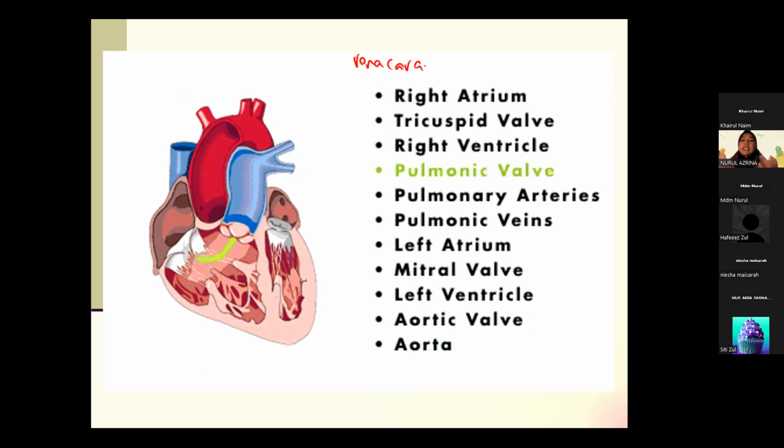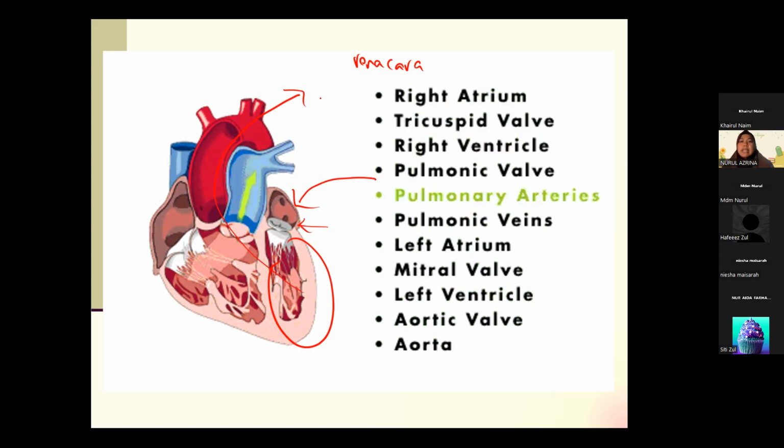Right? So in the lung, oxygen will be loaded. So oxygenated blood will return back to the heart, right? Via pulmonary artery into the left atrium. And after that, from the left atrium, it will be transported into the left ventricle via mitral valve or the bicuspid valve. And then will be pumped out to the rest of the body through the aorta, via aortic valve. So this is the pathway that you have to understand related to the transportation of blood within the heart.